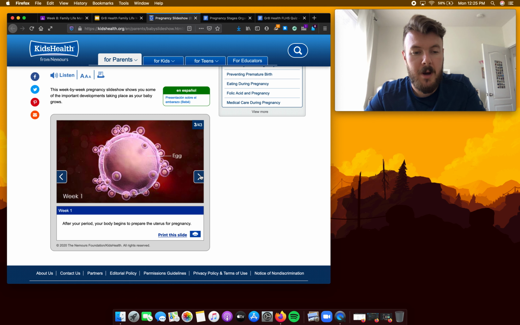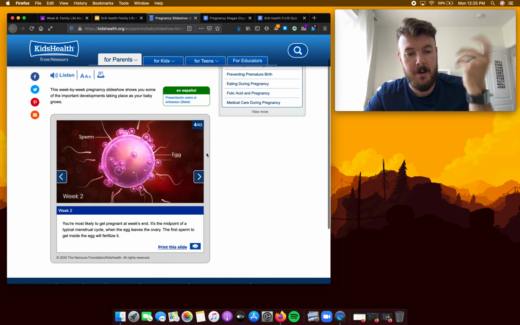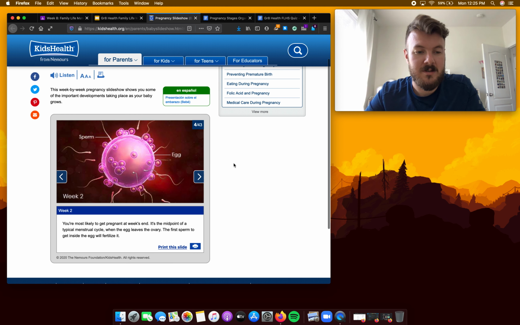After your period, your body begins to prepare the uterus for pregnancy. Again, this is in week one. So I'll keep going through this. Now, if an egg is fertilized by sperm, then it will look like this. The sperm are obviously from the man, and they are much smaller than the egg, but that contains 50% of the DNA, and the egg contains the other 50% of DNA to create 100% of somebody. The first sperm to get inside the egg will fertilize it. So the first one to get through that outer shell is the winner.